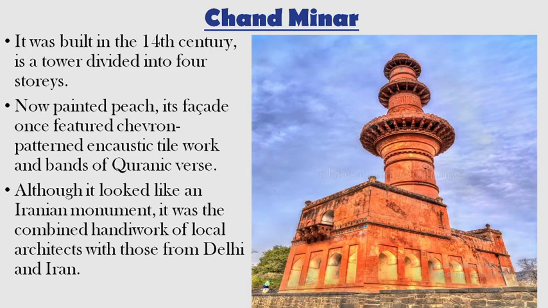Next is Chand Minar. It was built in 14th century and is a tower divided into four stories. Now painted peach, its facade once featured chevron pattern, encaustic tile work, and bands of Quranic verse. Although it looked like an Iranian monument, it was the combined handiwork of local architects with those from Delhi and Iran.